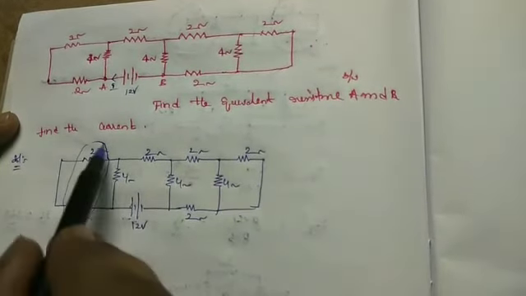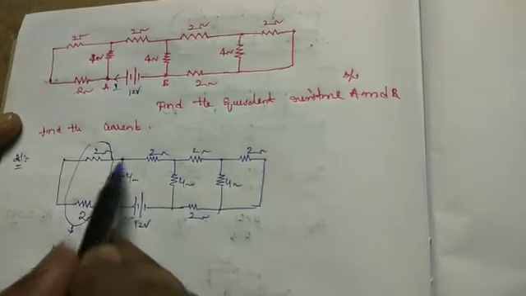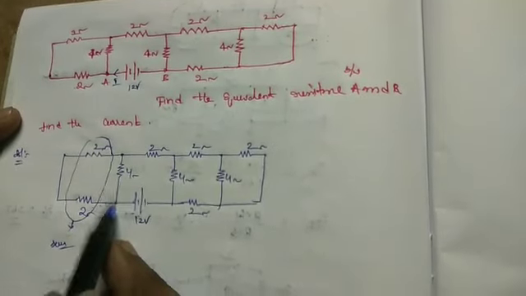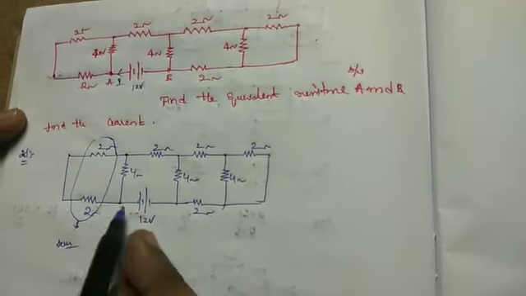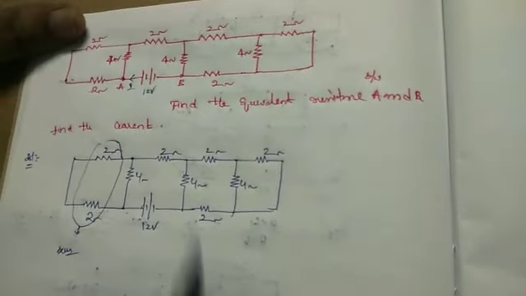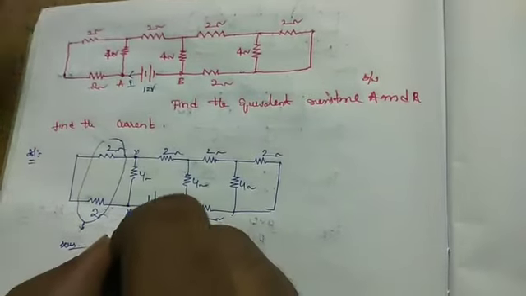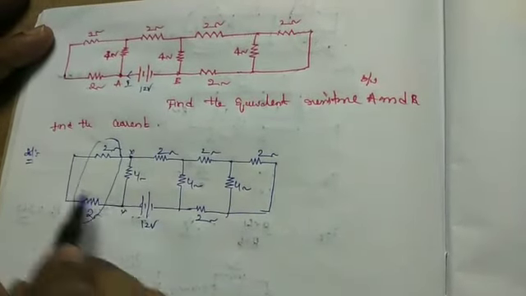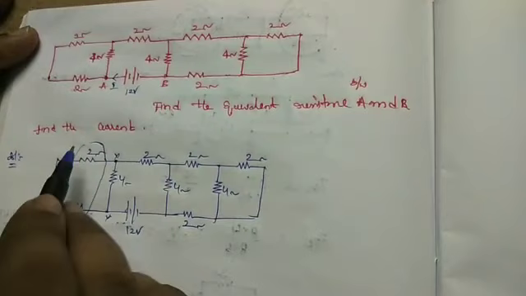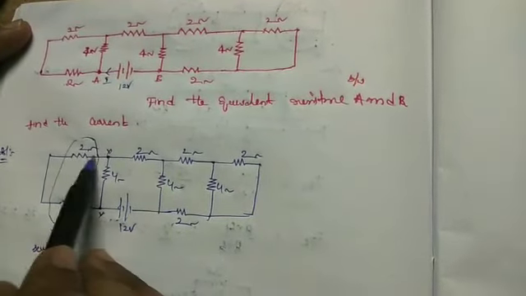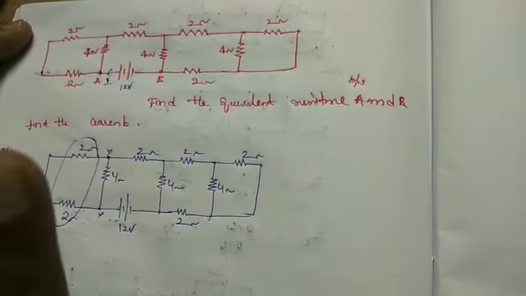not parallel, series. Why is this series? Because of these 4 ohms resistance connecting between these 2 ohms and 2 ohms. Understand? Suppose this is X and this is Y. Between X and Y, how many resistors are connecting? 2 ohms and 2 ohms. There is no other joining with any resistor. So that's why these 2 ohms and 2 ohms are in series.